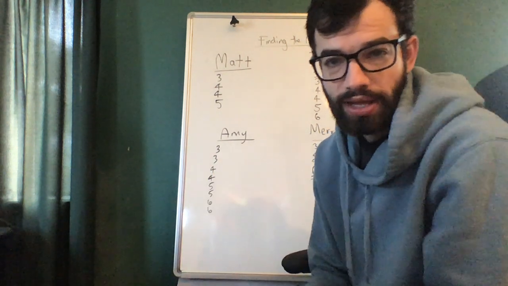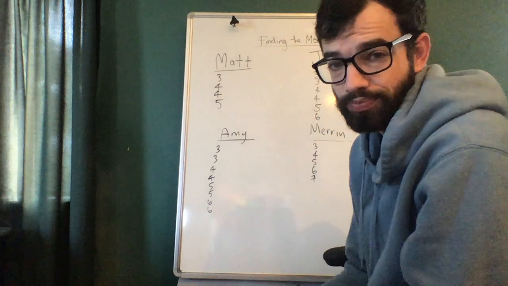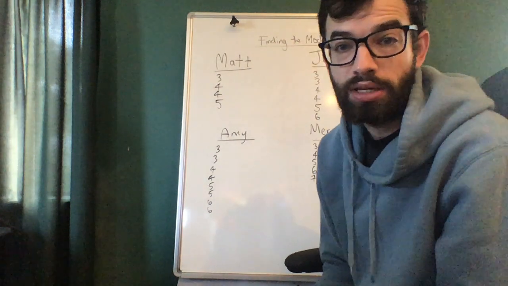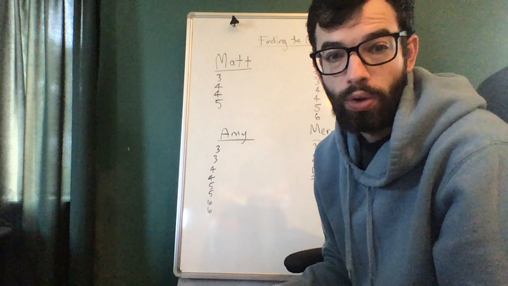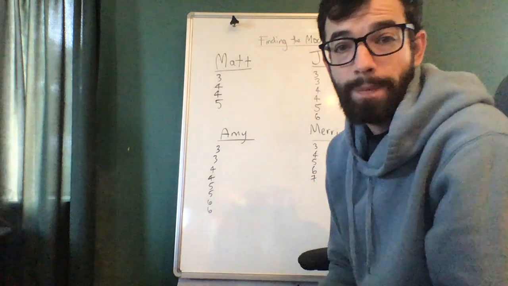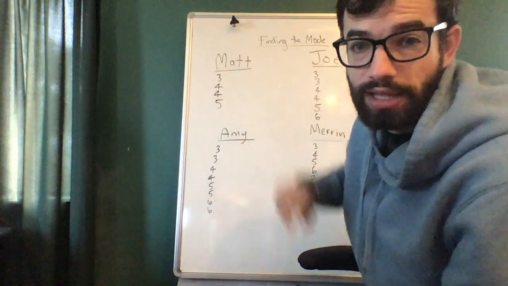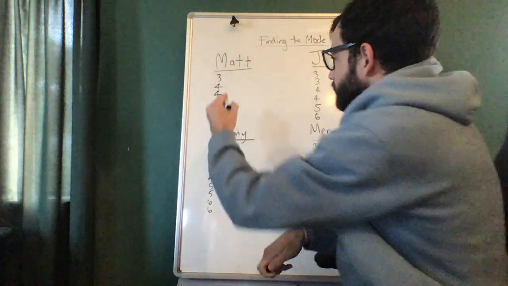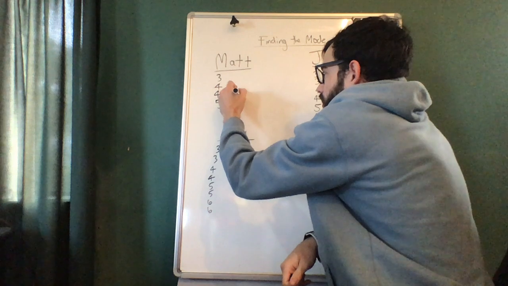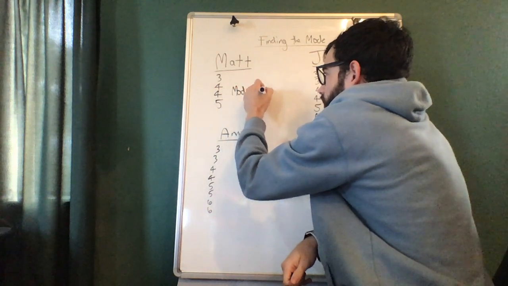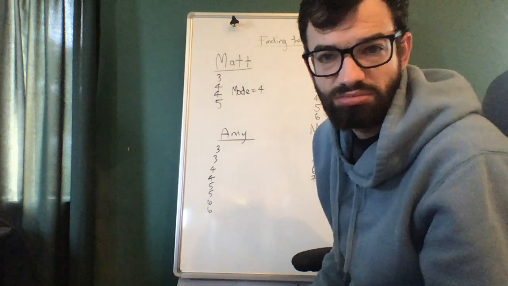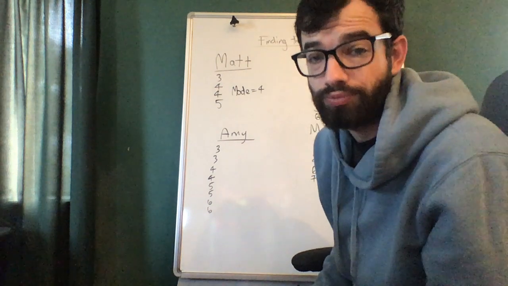So let's start with my friends again. We'll start with Matt. So we look at his numbers. As you can see, I've already put them in order, and we look at which number is the most common. Well, there is 1 3, 1 5, and 2 4s. So 4 is the most common, and thus his mode is 4. Pretty straightforward.